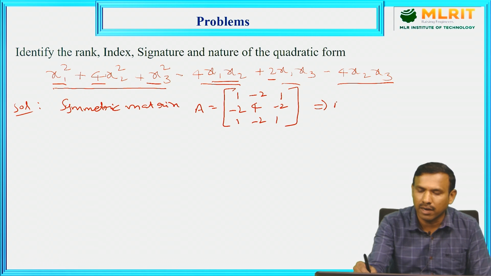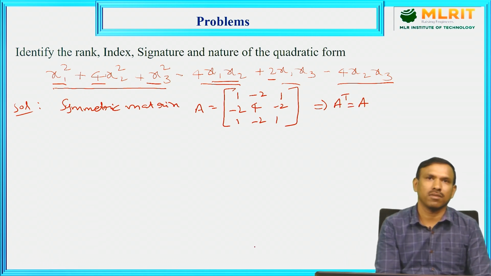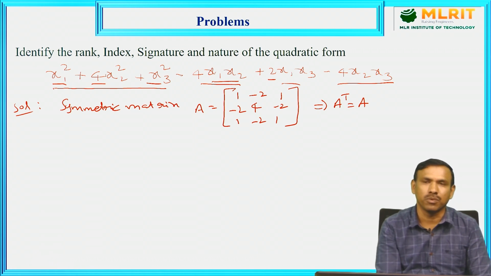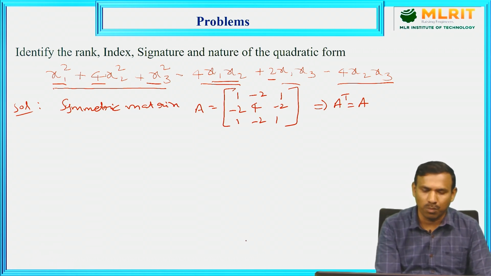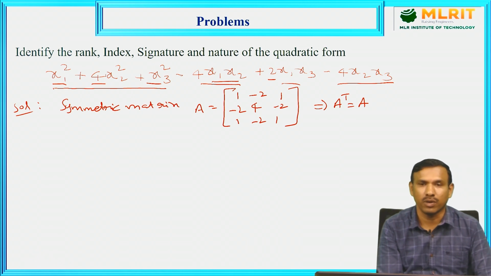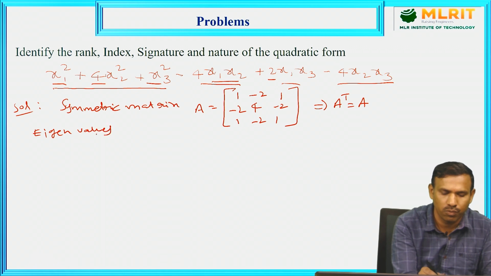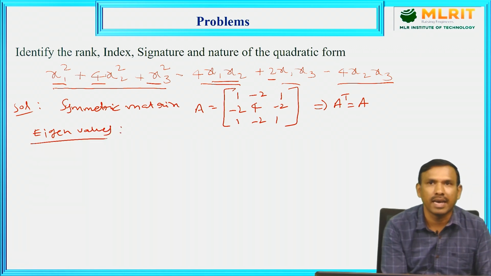Definitely A transpose is equal to A, which is called a symmetric matrix. We discussed in the earlier classes how to convert the reduced quadratic form to a symmetric matrix. Now let us find the eigenvalues and eigenvectors. How to find eigenvalues? We know very well, we use the characteristic equation.